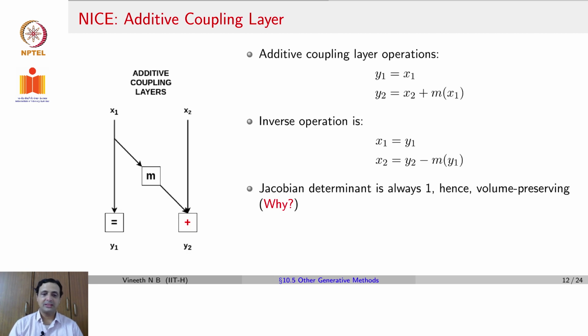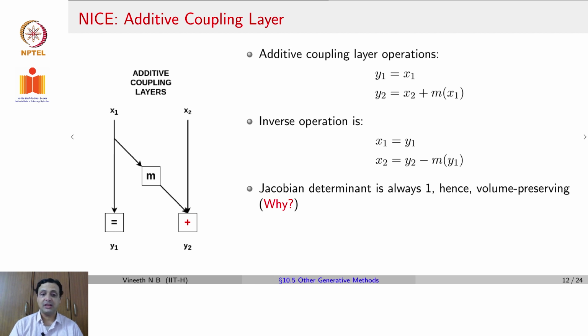So you can now write this as additive coupling operations also. In additive coupling operations, you can say that y1 is equal to x1 and y2 is equal to x2 plus m of x1. So in this particular case, it's not a function g, but you just have y2 equal to x2 plus m of x1. The inverse operation here would be x1 equals y1 itself, and x2 equals y2 minus m of y1.